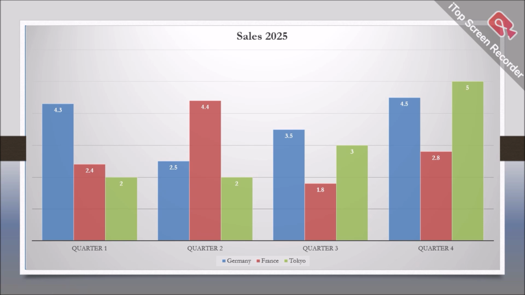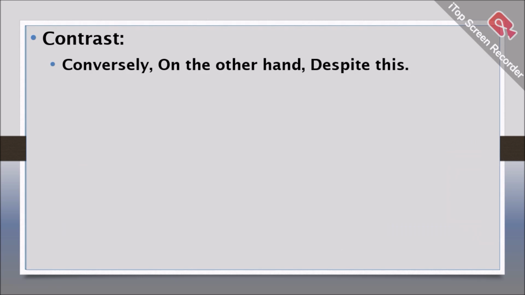Let's have a look at our graph again and see how we could describe it using these words. So, for example, if we have a look at Germany in blue, we can say there is a consistent increase in sales over quarter 2, 3, and 4. For quarter 2 in France, there was a dramatic decrease or dramatic drop between quarter 2 and quarter 3. Sales have risen sharply between quarter 3 and quarter 4 for Tokyo.